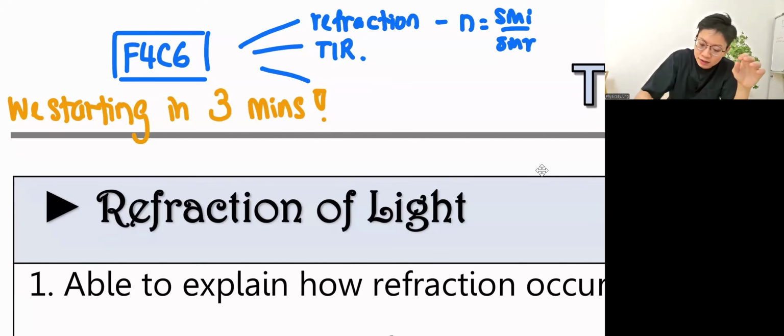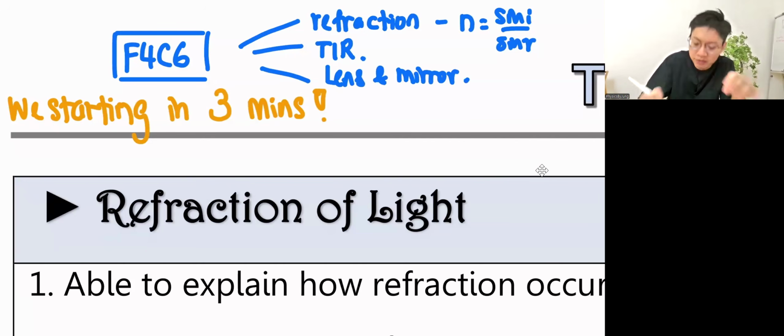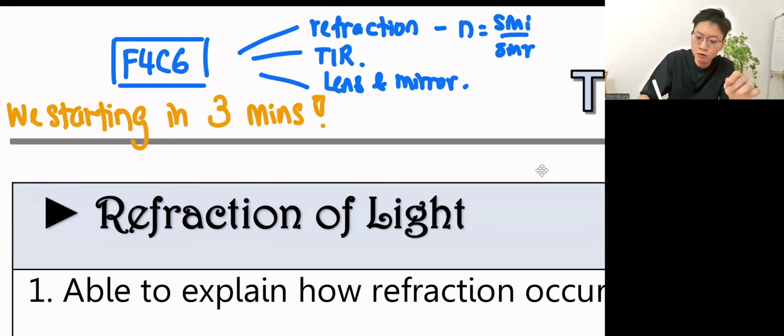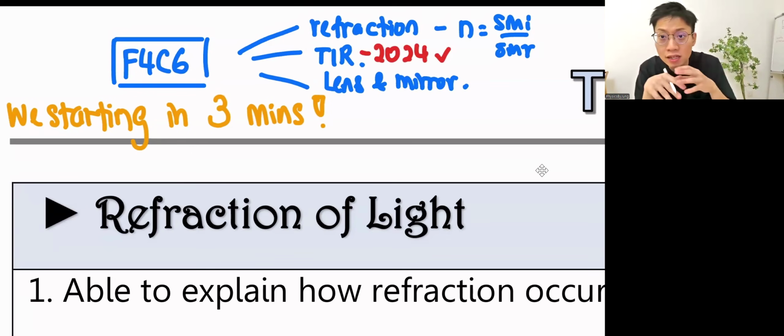Now, what about the third one? The third one is a major part on lens and mirror. Now let me tell you first: total internal reflection came out in 2024.